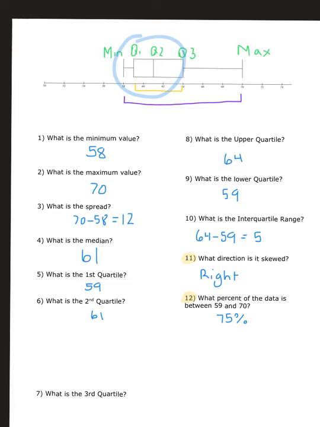And I highlighted number 12 because it says what percent of the data is between 59 and 70. So 59 is here and 70 is way at the end. So that makes it 1 space, 2 spaces, 3 spaces out of the 4 parts of the box and whisker. So that's why it's 75%, since each part is 25%. Hope you got 100 on this, but if not, no biggie. Hopefully you figured out what went wrong, so you can keep that in mind for when you do the assignment.